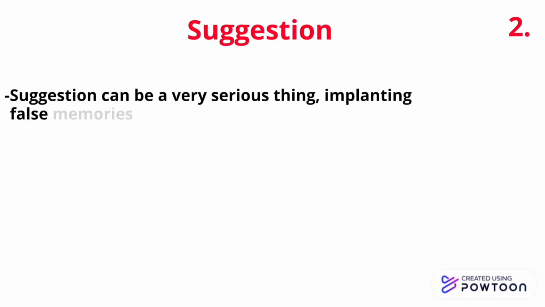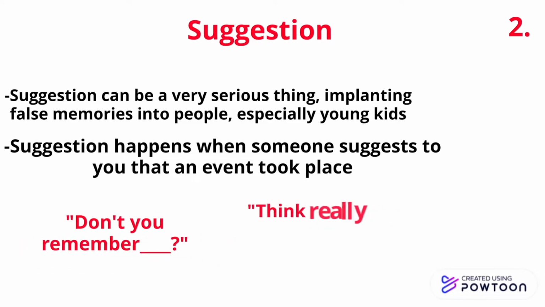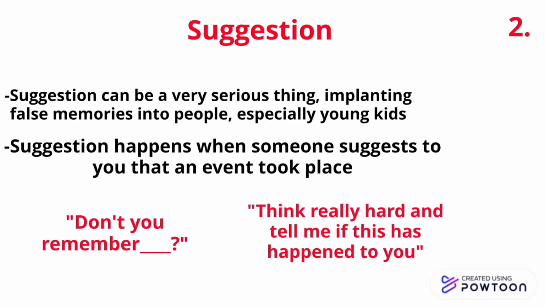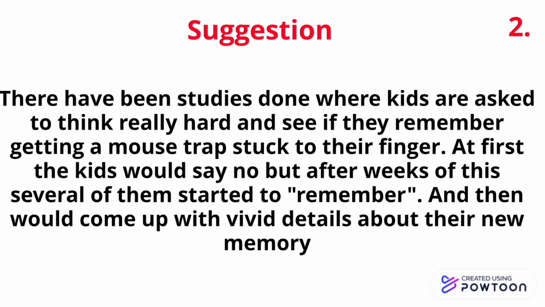Suggestion can be a very serious thing, implanting false memories into people, especially young kids. Suggestion happens when someone suggests to you that an event took place, such as, "Don't you remember?" or "Think really hard and tell me if this has happened to you." This is all cool, right? But the scary thing is once the suggestion gets implanted in your memory, you can't go back. There have been studies where kids are asked to think really hard and see if they remember getting a mousetrap stuck on their finger. At first, the kids would say no, but after weeks of this, several of them started to remember, and then they would come up with vivid details about their new memory.